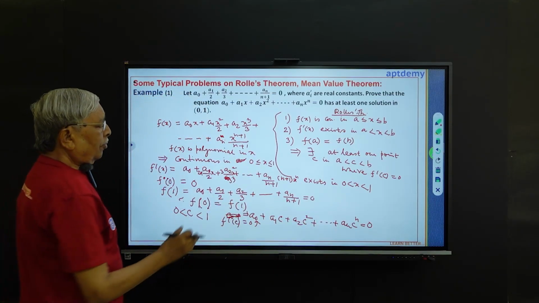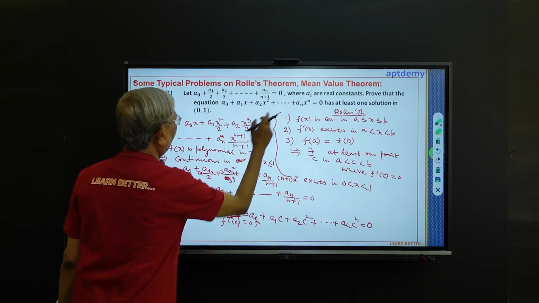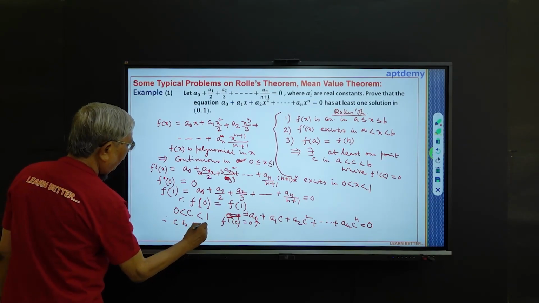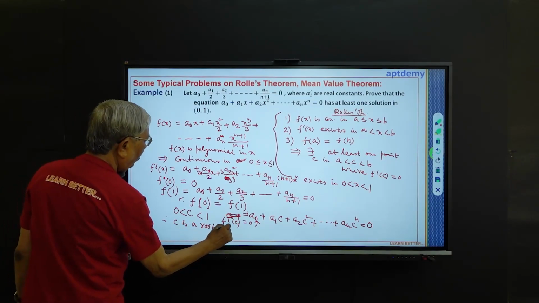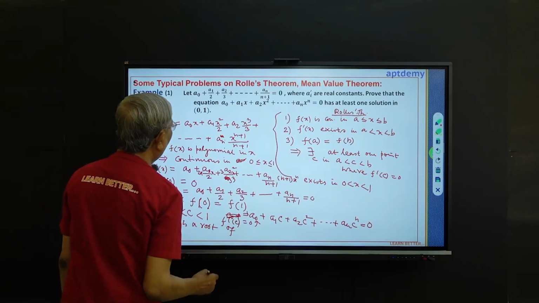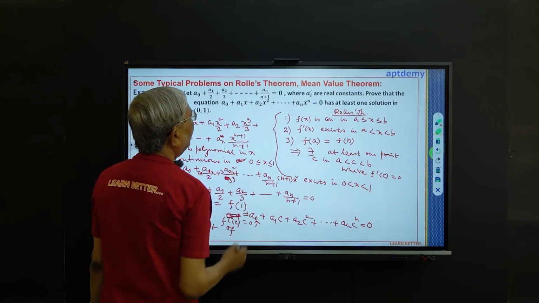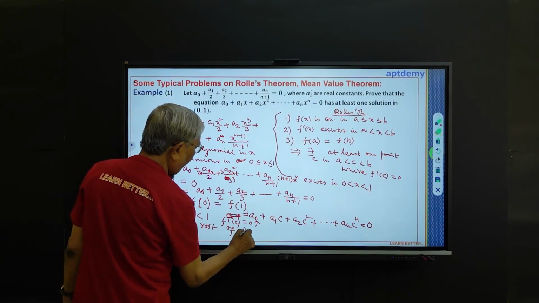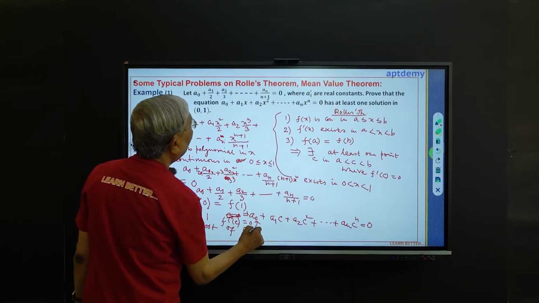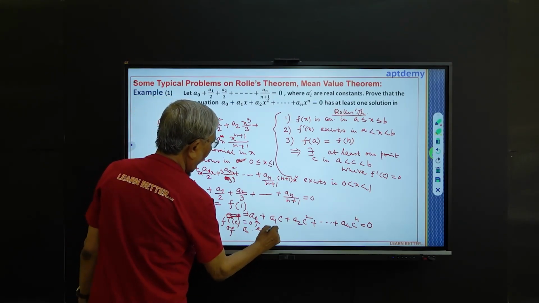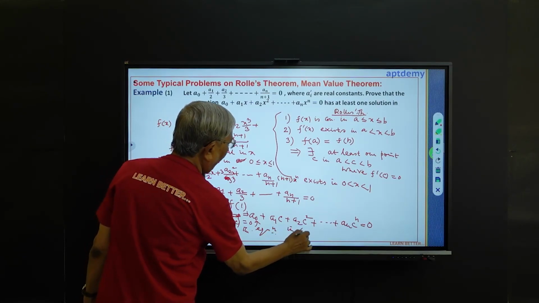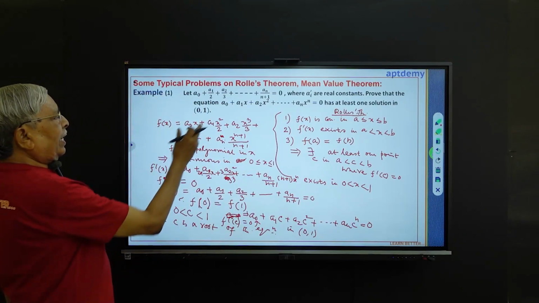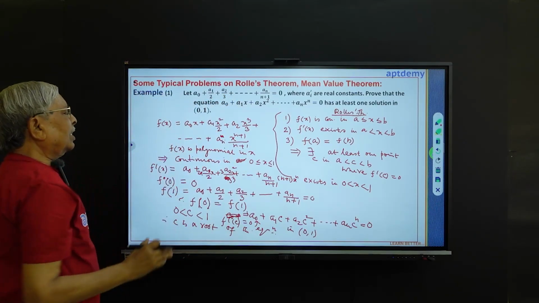From this, we can say that c is the root of this equation. Here you are given that c is the root of the equation. What is the interval? In the open interval 0, 1. So Rolle's theorem has been verified, and this has at least one root.